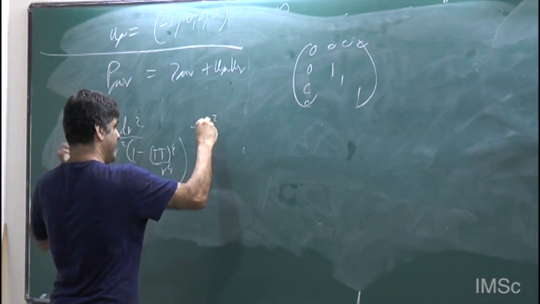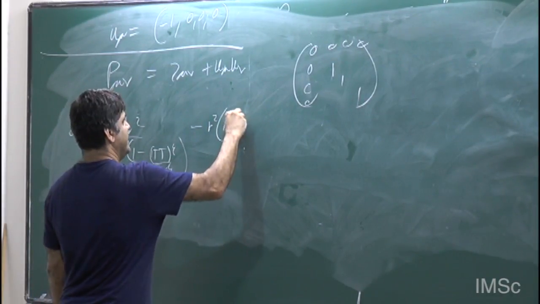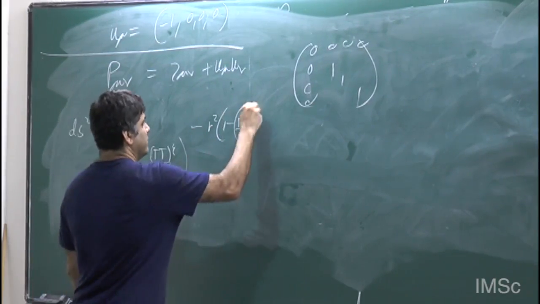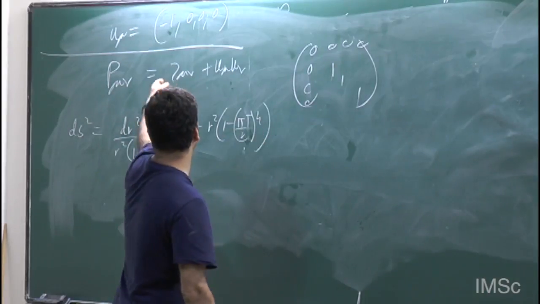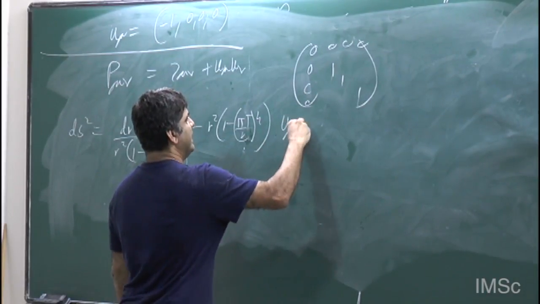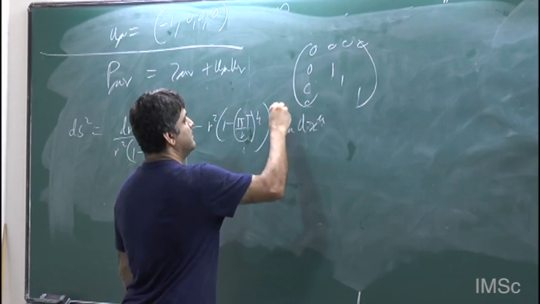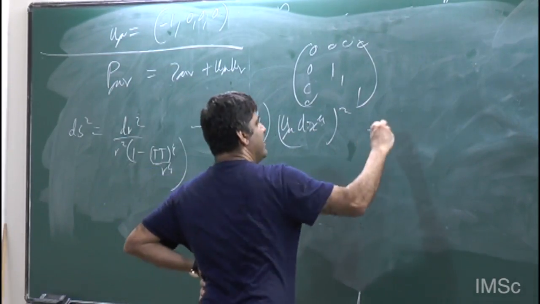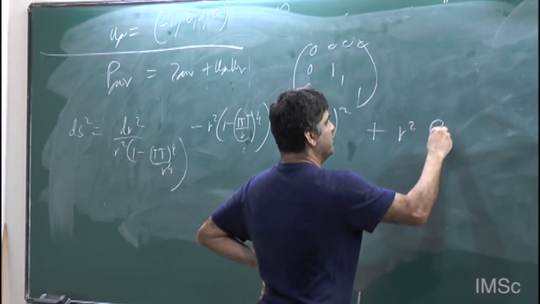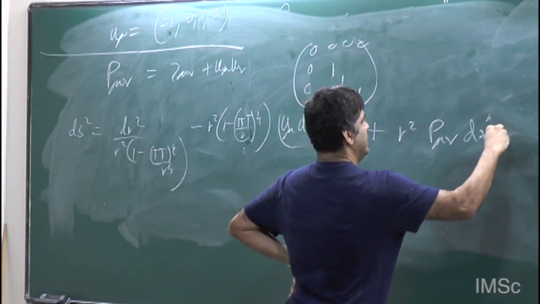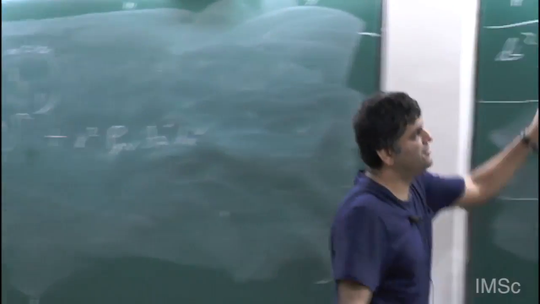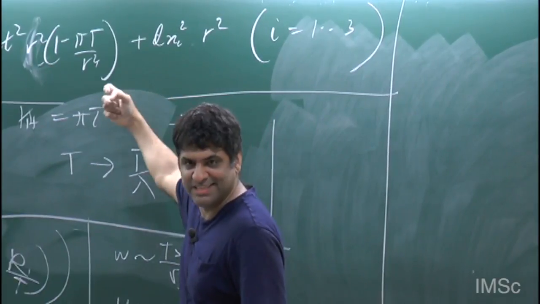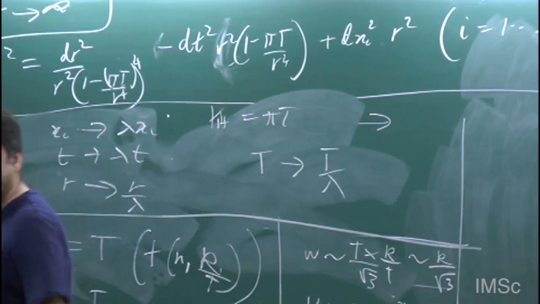Minus r squared into 1 minus pi t by r to the pi t by r to the 4. And now I want to write this in terms of this u. Well, that's easy. It's (u_mu dx^mu) the whole thing squared, plus (r^2 P_mu nu dx^mu dx^nu). This is the same metric, just written in fancy language. That's this dxi squared. That's this stuff.